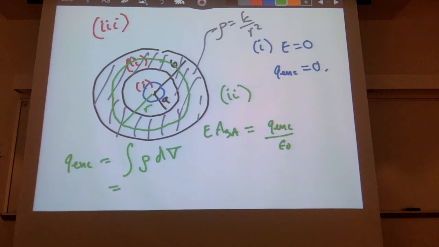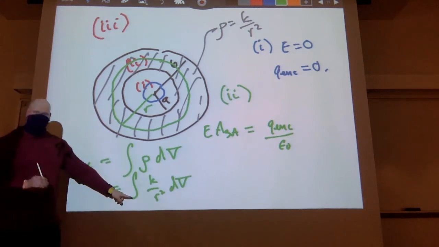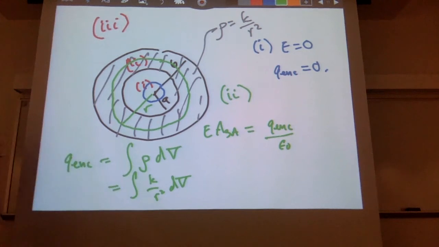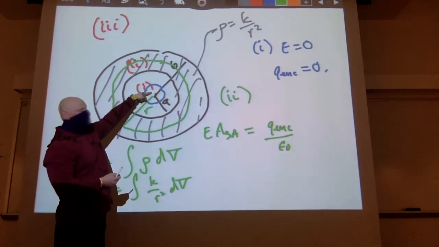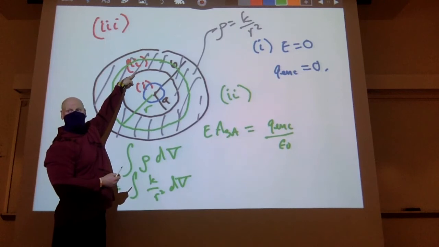So what is this? This is going to be equal to the integral of K divided by r squared integrated over the differential volume. But here, I now have to determine where am I integrating my charge from. Because I'm doing an integral, the charge is bound to a particular location, which means that I have to integrate over the bounds of where the charge actually is. Which means if I start here at the 0, there is no charge until I get to A.